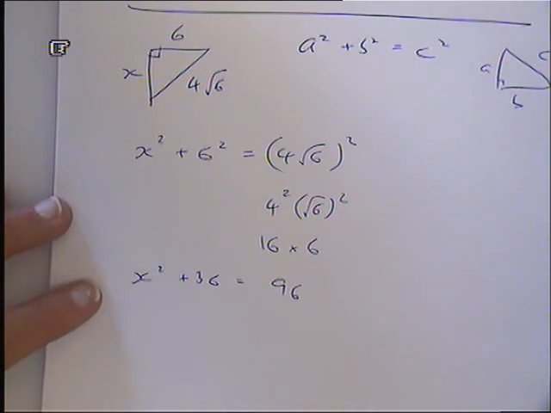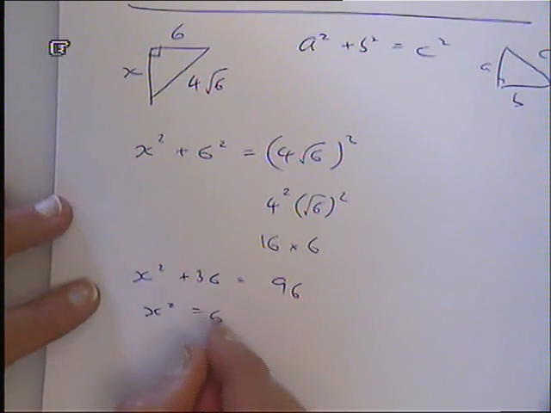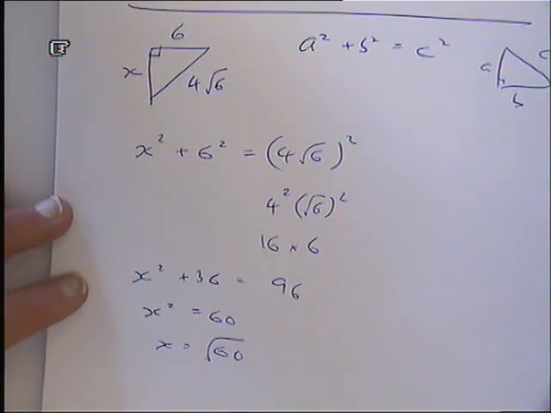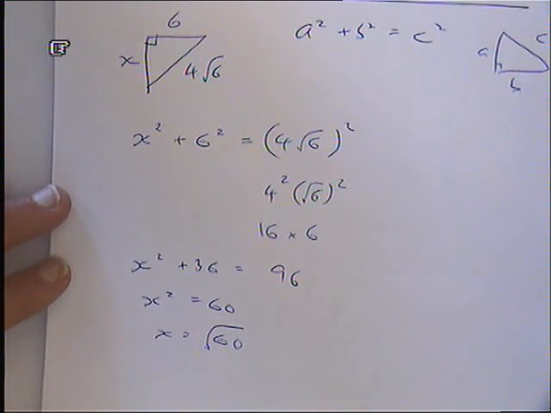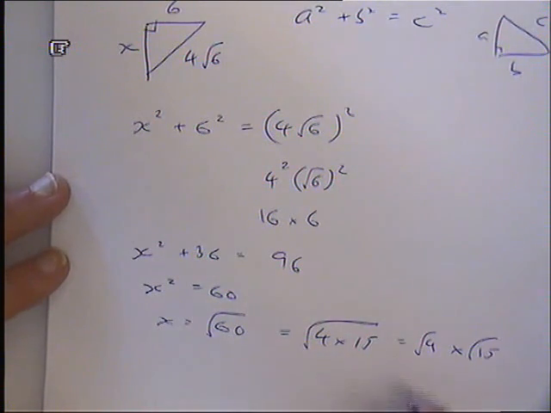If you take 36 away from both sides, you'll get x squared is 60. So x equals root 60. Can we simplify root 60? Is there a square number that goes into 60? 4. How many times? 15. So it's root 4 times 15. It's root 4 times root 15. Final answer? 2 root 15. Okay. Right, I'm just going to stop the video at that point.